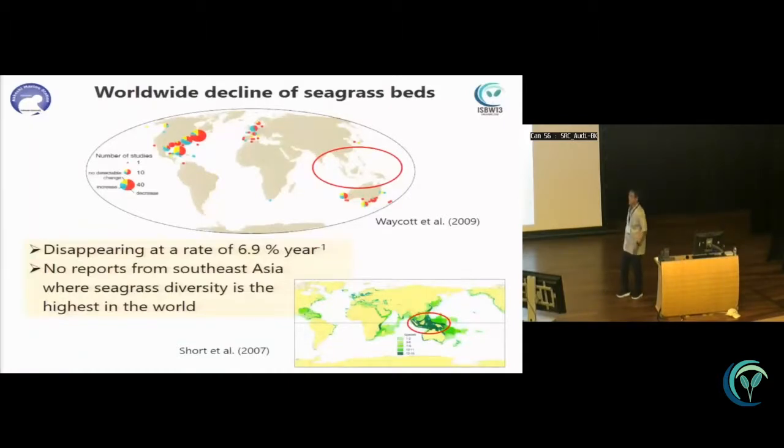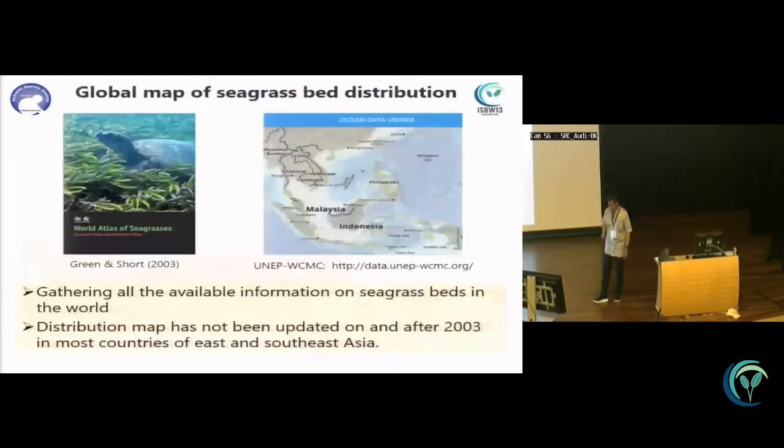As all of you know, we are facing a large decline in seagrass beds worldwide, but in Waycott et al.'s paper, there's a big information gap in our region, even though it is an area with the highest species diversity of seagrass beds. But we actually lack data on temporal change.